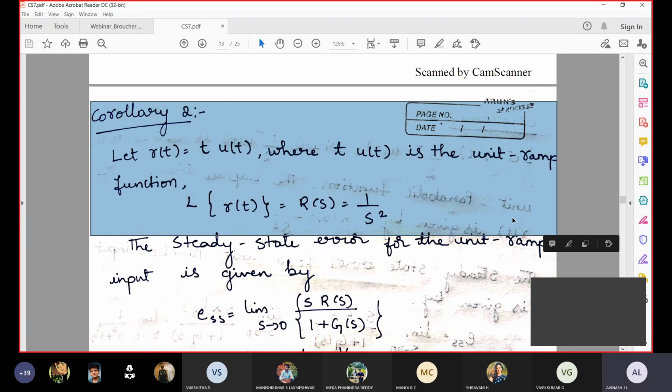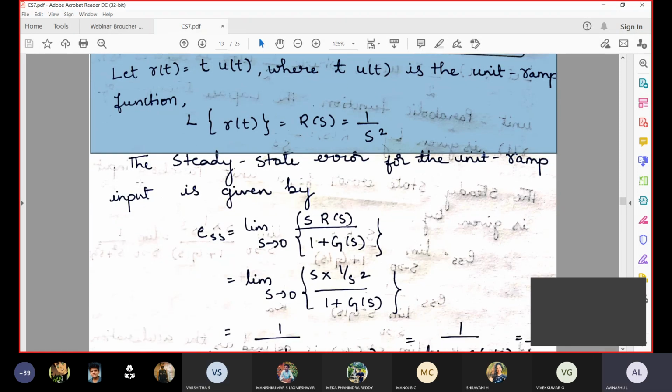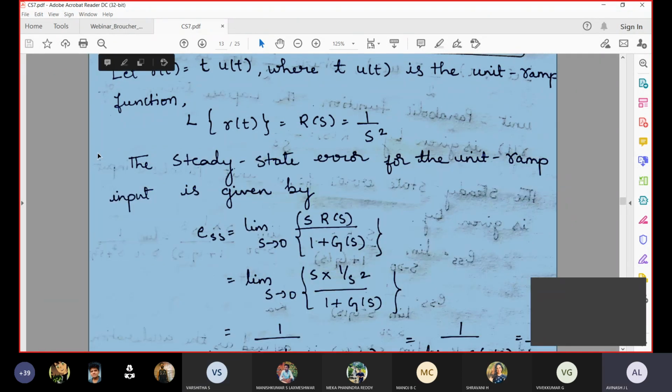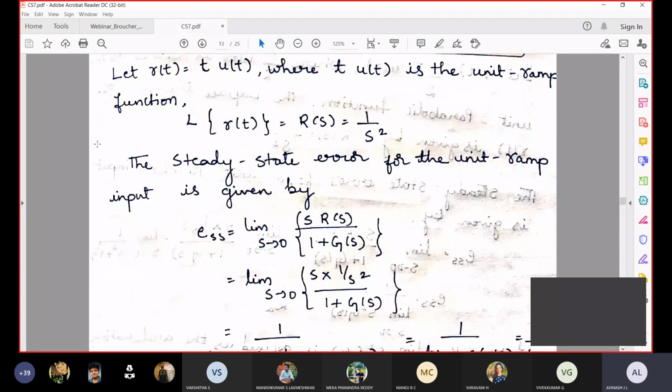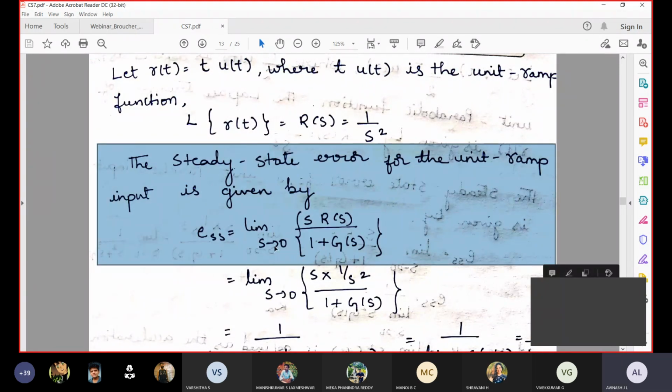Is that clear? So now the steady state error for the unit ramp input is given by the same equation, once again. This is a very common equation, derived earlier. The same equation was used for the unit step function, now we are going to use it for the unit ramp function, and after some time we will use it for the parabolic function also.